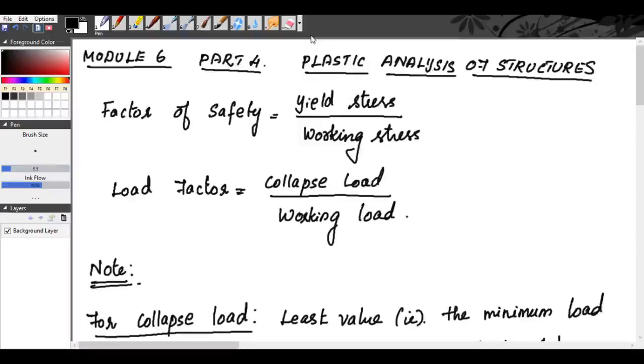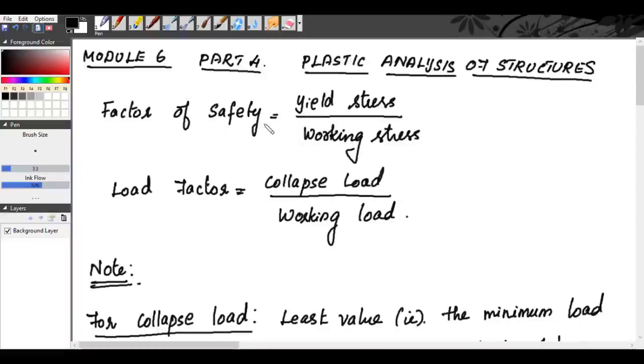Then what is a lower bound theorem, what is upper bound theorem, what are the different mechanisms. So we saw about the beam mechanism, then sway mechanism and Gable mechanism, and there may be the combination of any of these individual mechanisms also. So now in this class we are going to solve some three problems to determine the collapse load, using the mechanisms. So before going to the problem, let us see a few definitions for factor of safety.